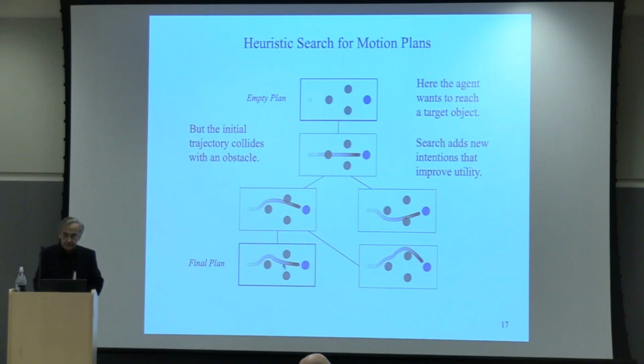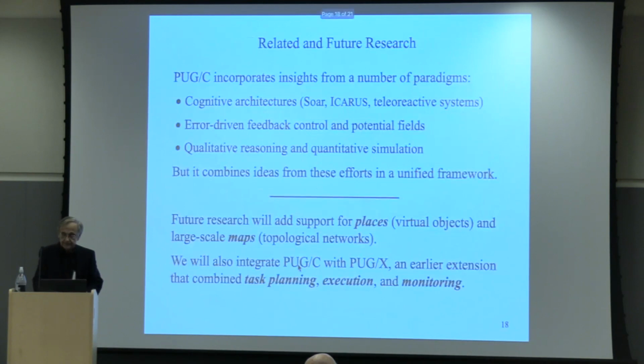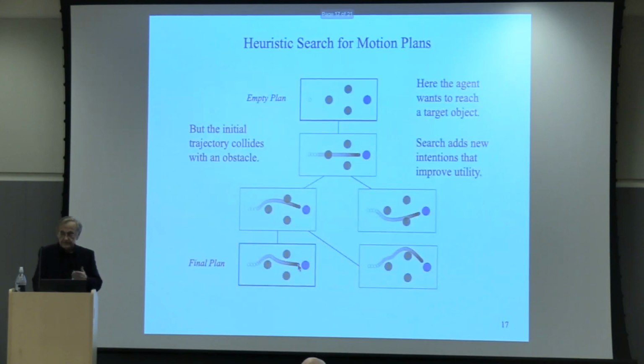So then it picks this at random, then it says, well, there's still a problem because it's running into this. So it then adds another intention to avoid that. And it turns out this one is better than this one because it gets there faster. The average utility is higher. So that's how heuristic search for motion plans works. And again, this is at the fourth level.